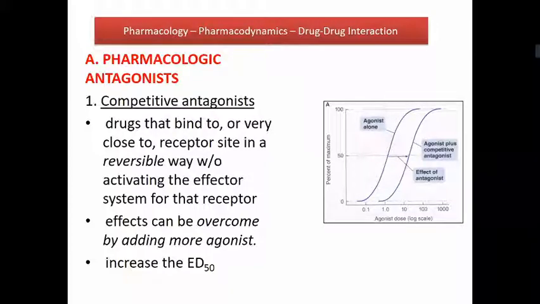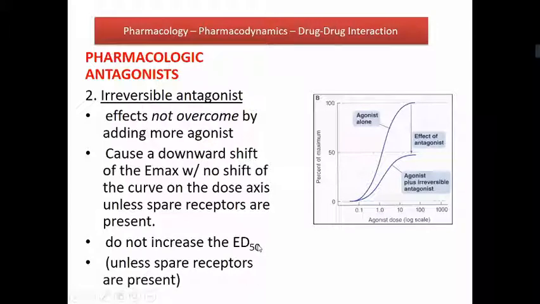Okay, so just for the definition purposes. Competitive antagonist, the drugs that bind to or very close to the receptor site in a reversible way without activating the effector system for the receptor. So you can overcome the inhibition by adding more agonist. Then when you refer to an irreversible antagonist, it does not overcome by adding more agonist. So this will cause now the downward shift of the maximum effect with no shift of the curve on the dose unless spare receptors are present. Okay, so that's the irreversible antagonist.